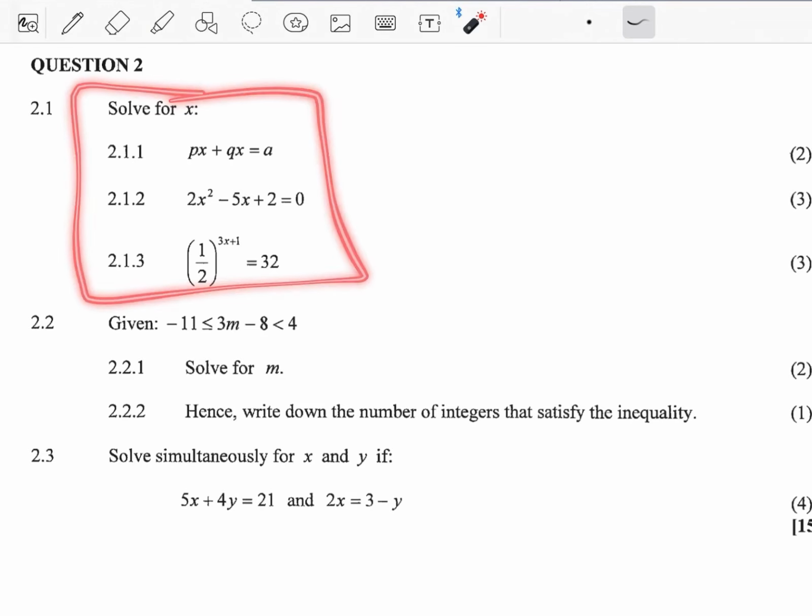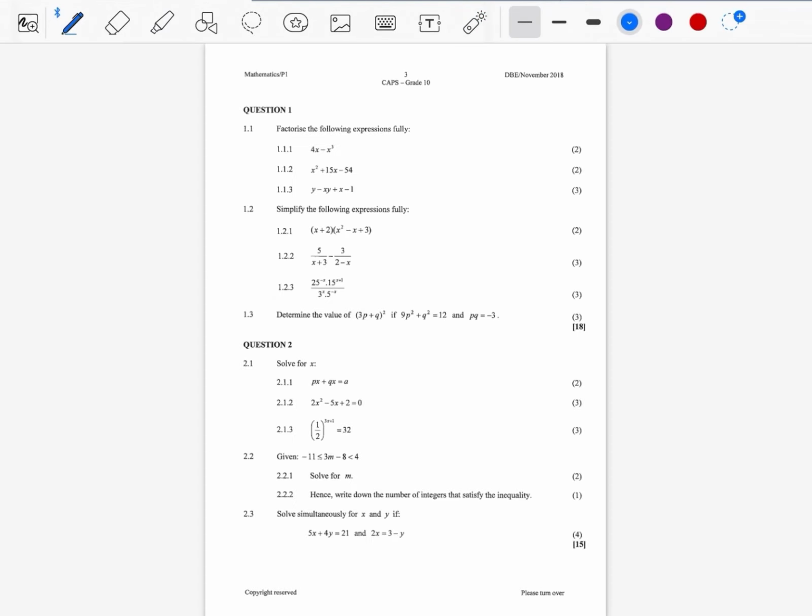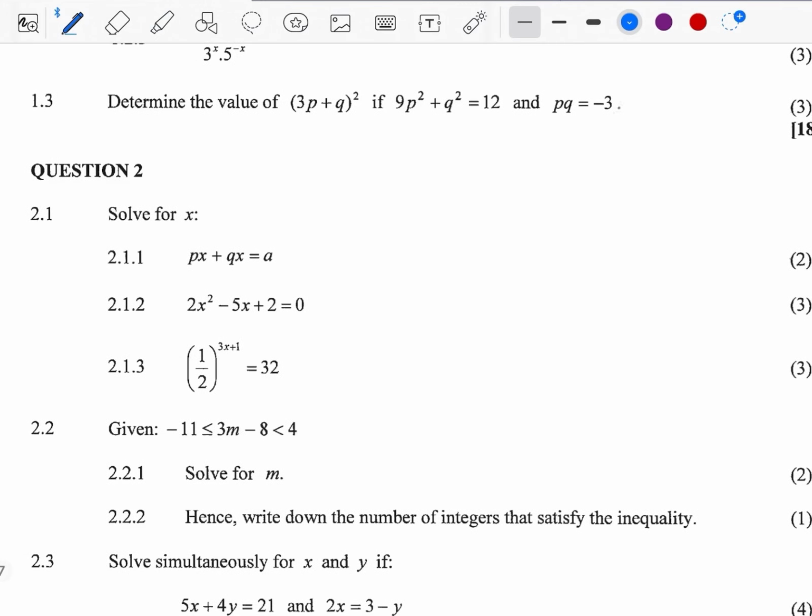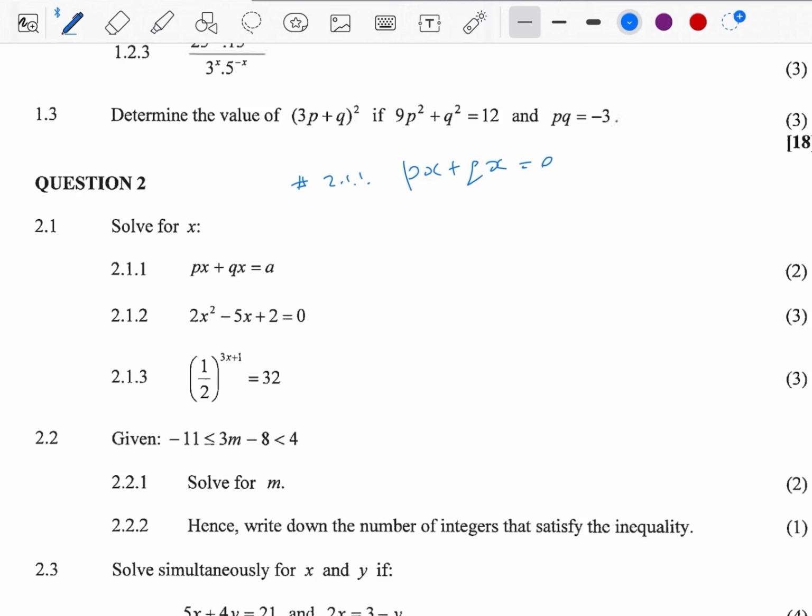So for X, if you have a question like this, there are a couple of ways to do it, but most of the time you're always going to get these types of questions. So how do you solve for X for 2.1.1? You have px plus qx equal to, is it a or 0? That's a. Okay, so solve for X. Say what you see here, you have a common factor.